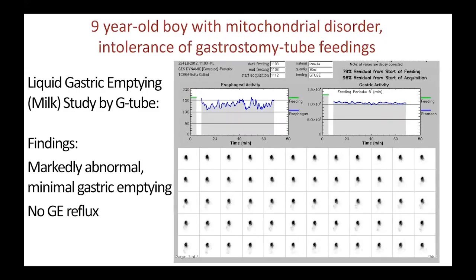Here's another case, a 9-year-old boy with a mitochondrial disorder and increasing intolerance of gastrostomy tube feedings. Both inspection of the images and the gastric activity time activity curve show that there is minimal gastric emptying, making this a markedly abnormal study. And again, we see no gastroesophageal reflux.